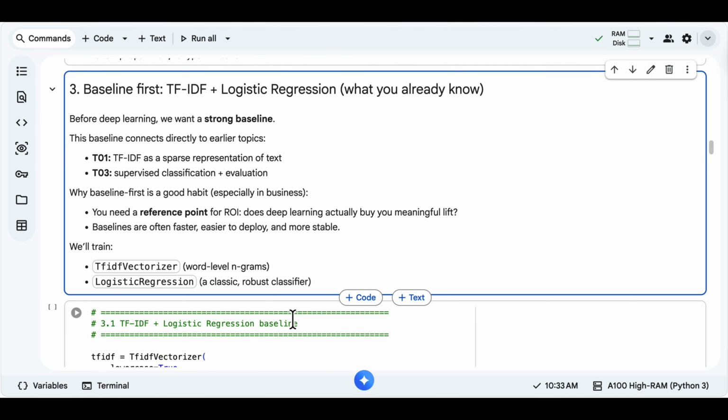Before touching a neural network, we build a strong classical baseline. This is good science and good business. If a simple method is already strong, then a more complex model has to justify its extra cost. The baseline here uses term frequency inverse document frequency features and logistic regression. That combination is a classic workhorse in text analytics because it is fast, stable, and often surprisingly competitive on sentiment tasks.